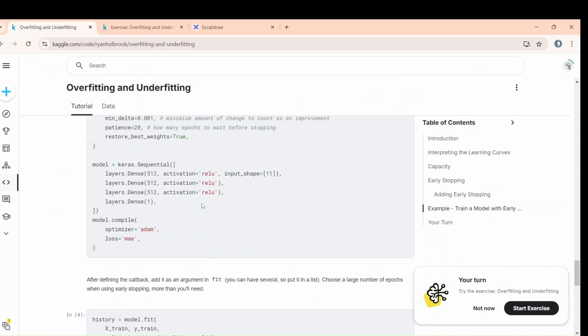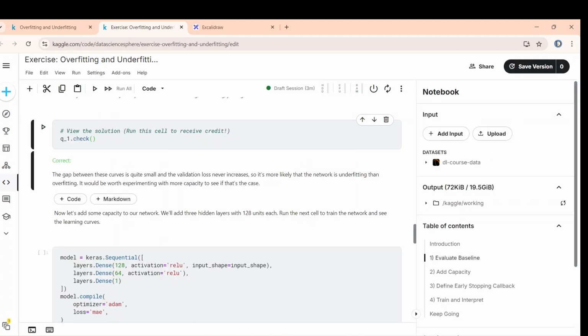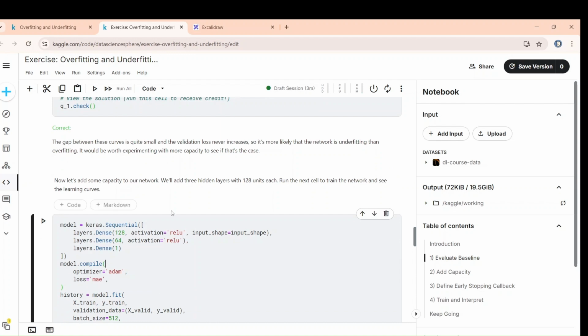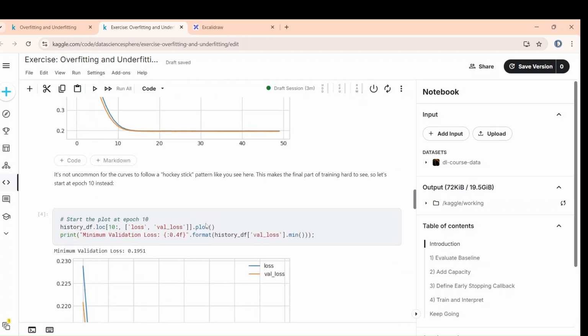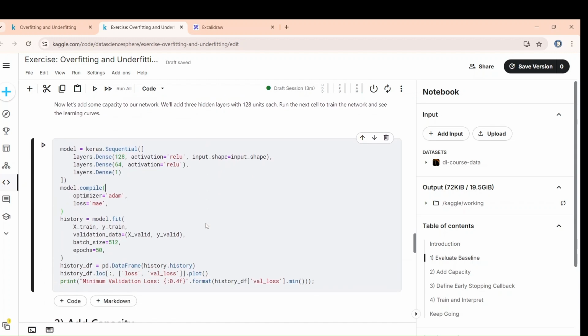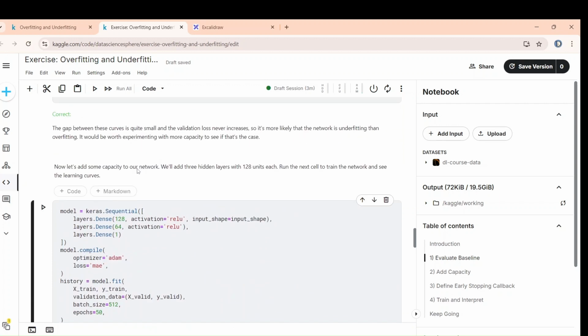Let's just see here. Here it is underfitting because it is not increasing. When it starts increasing, then only we can say this is overfitting. And why is it underfitting? Because we have not used enough neurons, enough units. So you have to add some capacity. We will add three hidden layers: first 128 units, then 64, and 1.